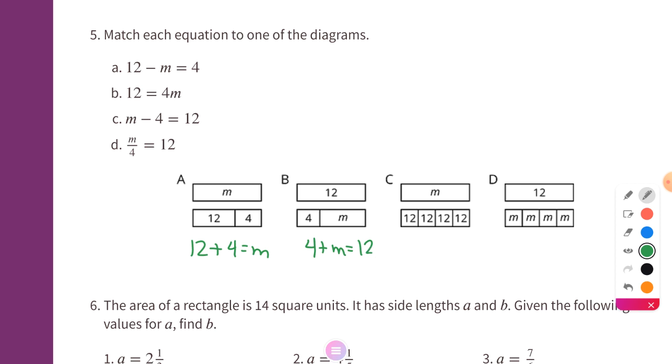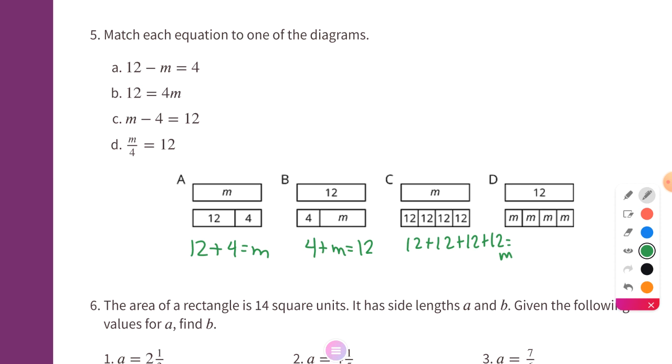Okay, C. Brendan? The question is, is M a different value in each one? I don't know. We can't assume that it's the same. No, it's not because... So C, yeah, C. What's my addition sentence? 12 plus 12 plus 12 plus 12 equals M. Okay.